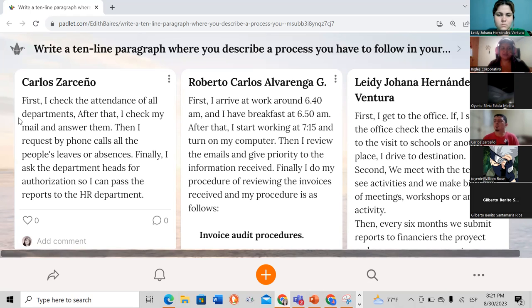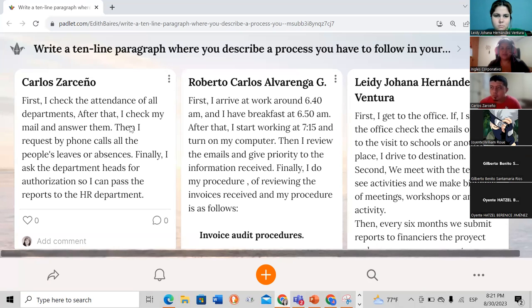Let me see. First, Carlos Arsenio says, first I check the attendance of all the department. After that, I check my mail and answer them. Mails, emails, plural. Then I request by phone calls all the people's leaves or absences. Finally, I ask the department heads for the authorization so I can pass the report to the Human Resources Department.